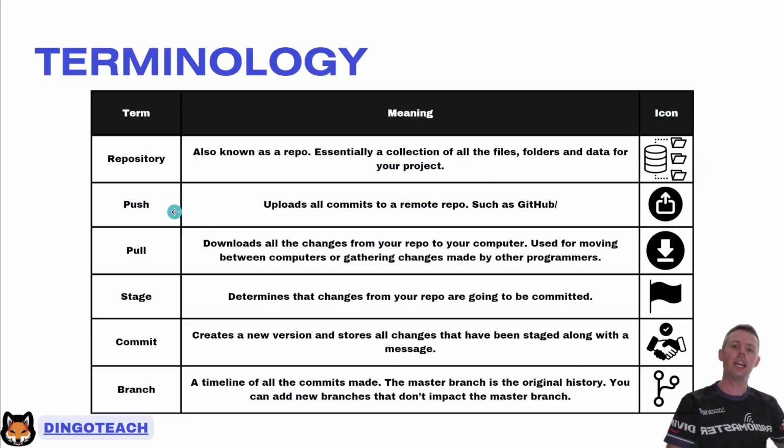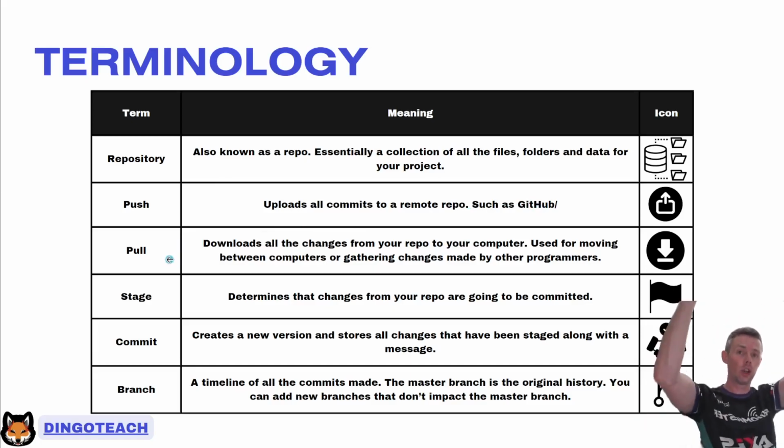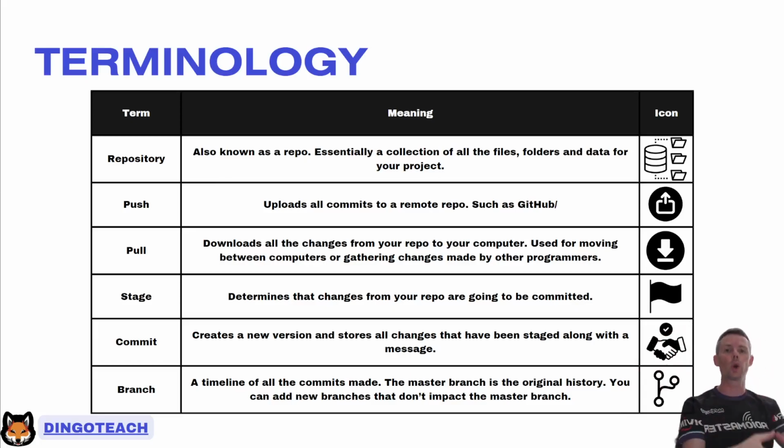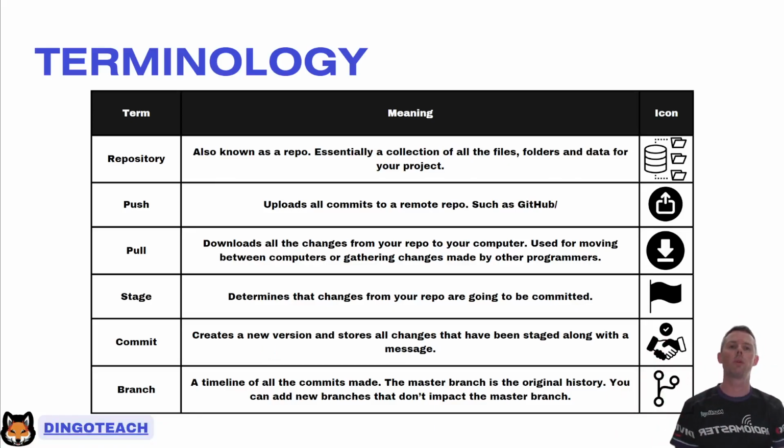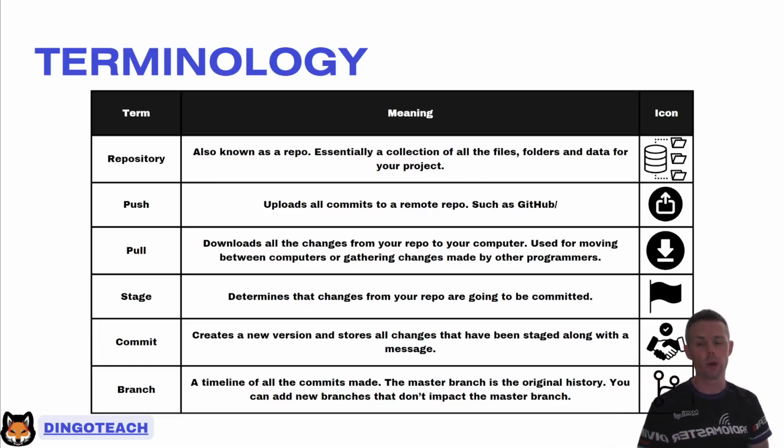The next one, push. It is how you upload your repo to online or remote services such as GitHub. Okay, I'll talk about the difference between Git and GitHub very soon. Pull is downloading those changes, or any other changes other programmers have made, to your local computer. So you've got a copy of the project ready to go. Stage is getting things ready to be pushed. And commit is saying, here is a brand new version of my program, and here's a message that goes along with it to say what I changed, and it's then ready to push up to your remote service.